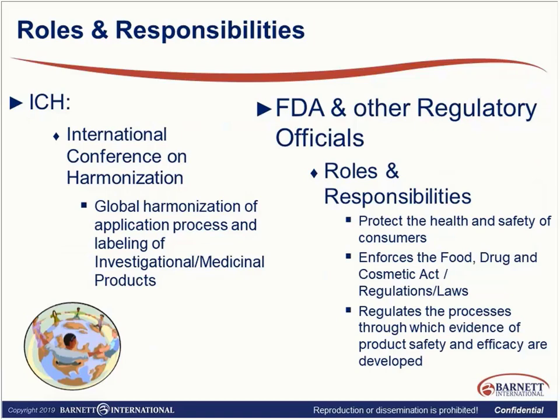The ICH is the International Conference on Harmonization, and we know that for the ICH E6, there has been a revision 2 that has updated significantly the ICH E6 document. The original had not been amended in over 19 years. And basically, ICH was implemented to harmonize many of the processes that we do in clinical research. And then locally here in the US, we have the FDA and other regulatory officials. And basically, the FDA's role and responsibility is to protect the health and safety of the consumers. They enforce the Food, Drug, and Cosmetic Act and regulations and laws, and they regulate the processes through which the evidence of product safety and efficacy are developed.